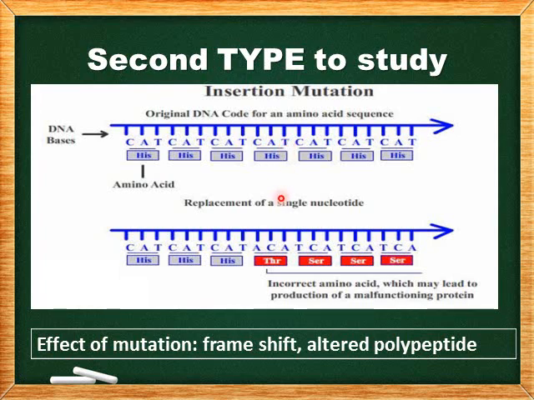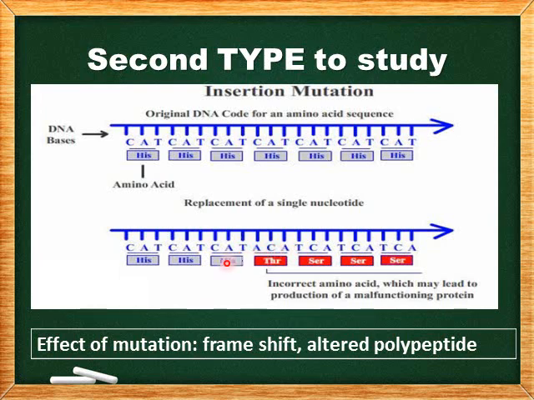CAT, while here we have CAT with an A in addition, then CAT. So what had happened here? What happened is an extra nucleotide is inserted between T and C. So when an extra nucleotide is inserted between these two nucleotides, eventually what will happen?